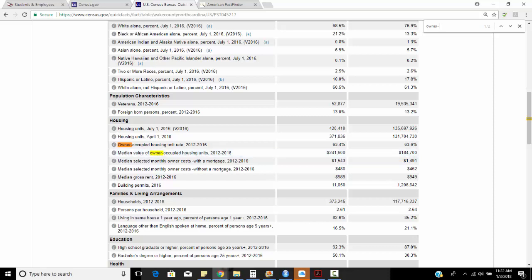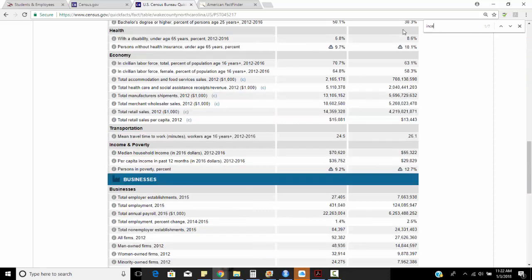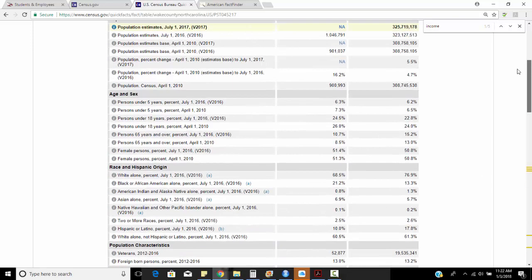The last one that we want to look up is median household income. I'll just type in the word income correctly. And let's see, I've got income and poverty, median household income. I've got per capita income. Median household income is $70,620 compared to $55,322 for the entire U.S.